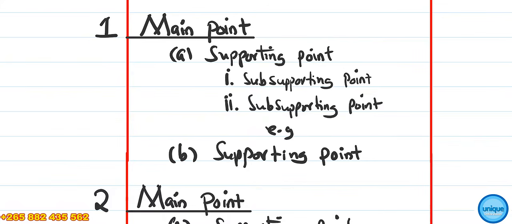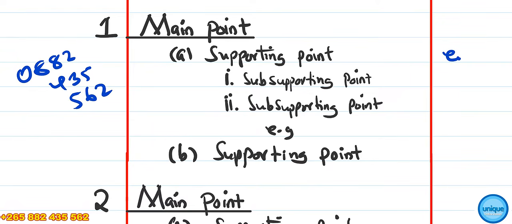Because layout gives marks, the style gives marks, use of symbols gives marks. So to be conversant with the symbols, you can ask me on WhatsApp. There are many symbols. This is my number 082 435 562. Also you can find them in your textbooks. There are many, such as etc., equal to, greater than, less than, yeah, something like that.